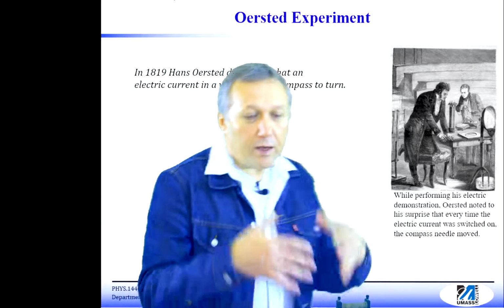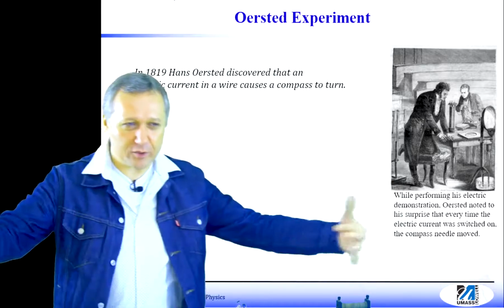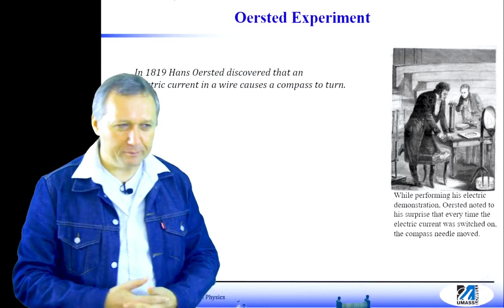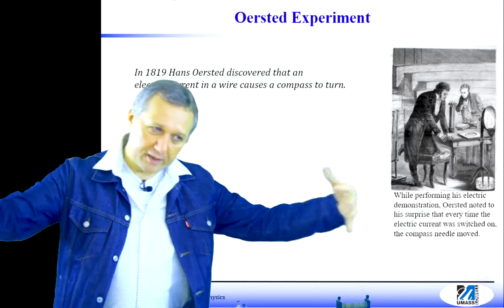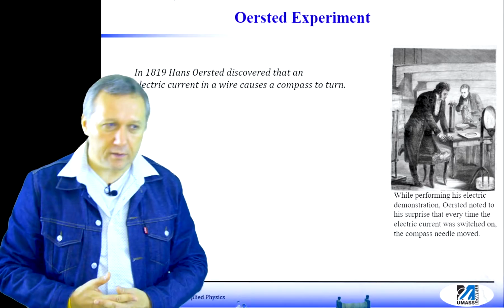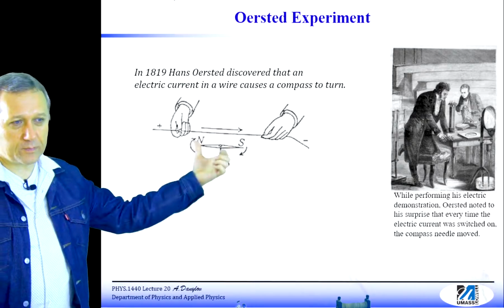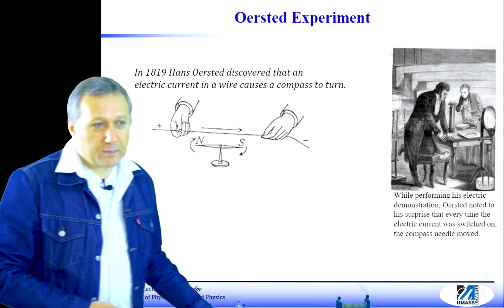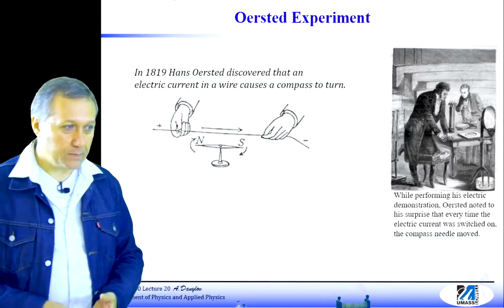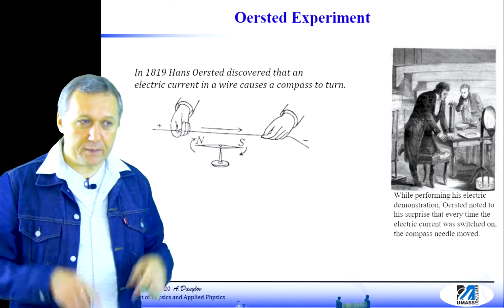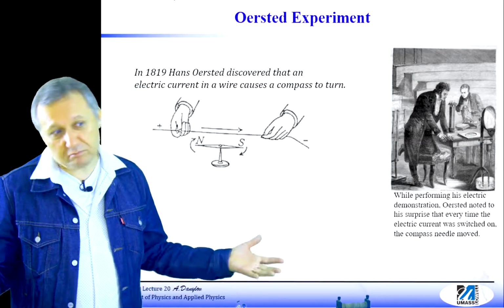According to the legend, according to the books, he was showing some demonstration to people. In that demonstration, he had just a long piece of wire connected to a battery, so he was driving a strong current through that wire. And at that time, according to the legend, a compass was nearby. He noticed that whenever he turned on the current through the wire, the compass responded. It sounds like, so what, right?